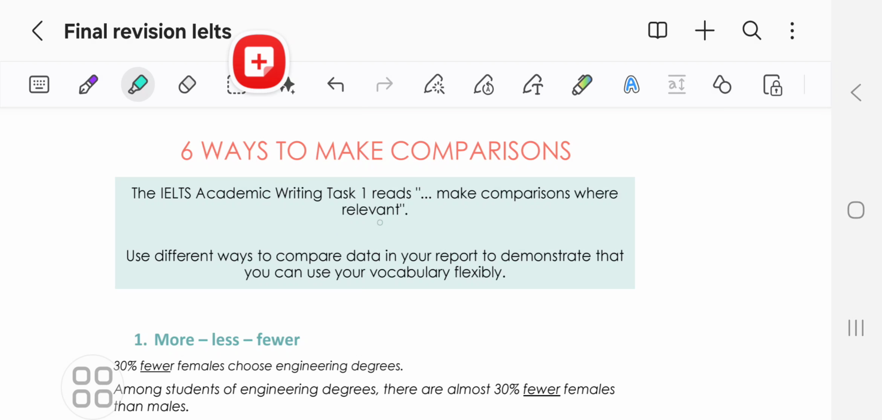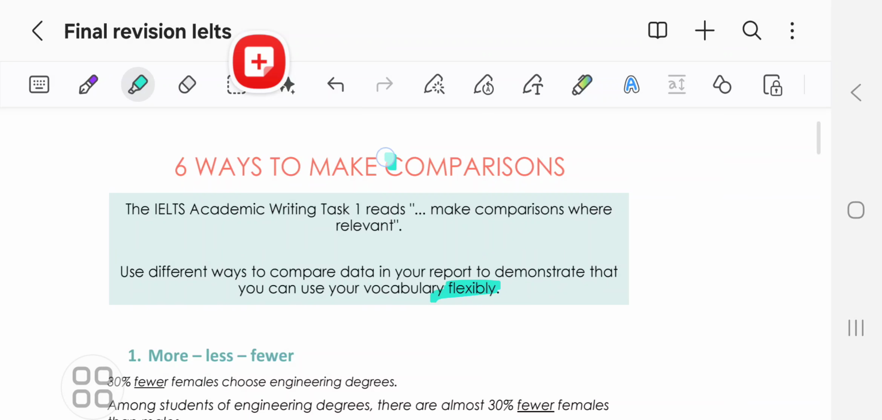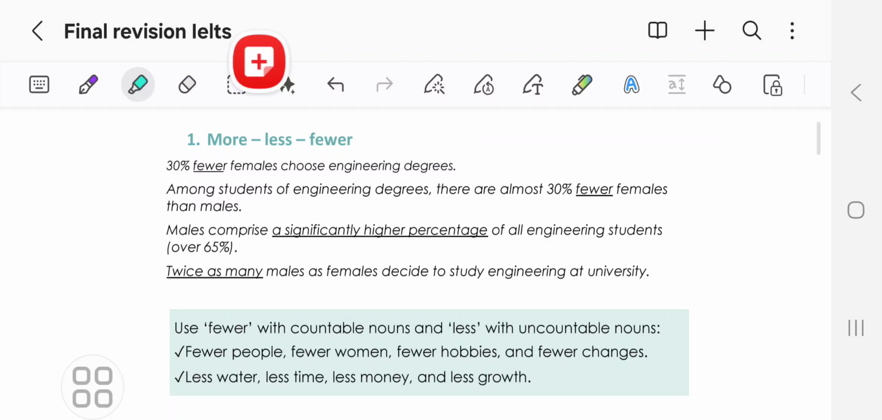Okay, now six ways to make comparison here. In IELTS academic writing task 1, many comparisons are relevant. Use different ways to compare the data in your report and demonstrate you can use vocabulary flexibly. So this is what they say. Okay, so now here we are going to do the comparison. Comparison is very important, because that's the requirement of task 1.